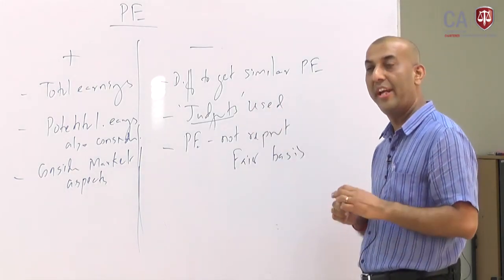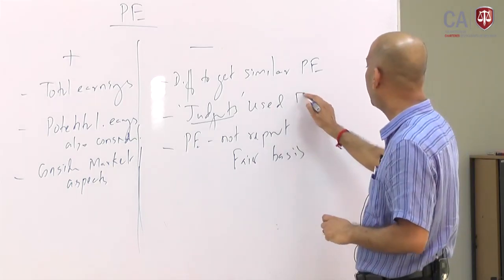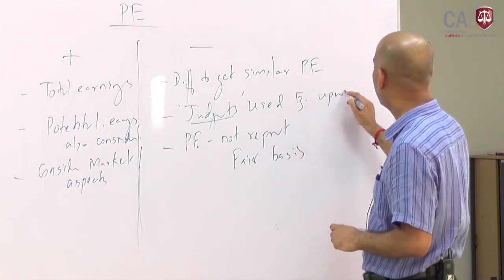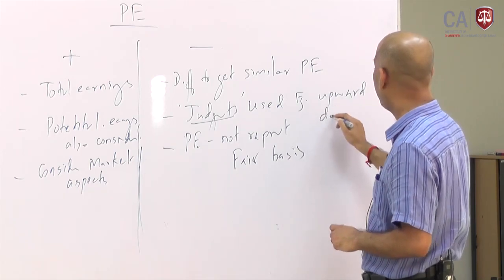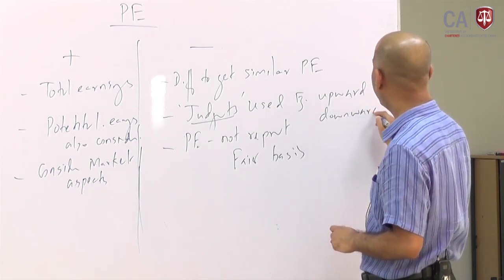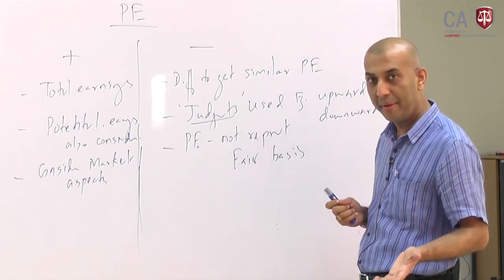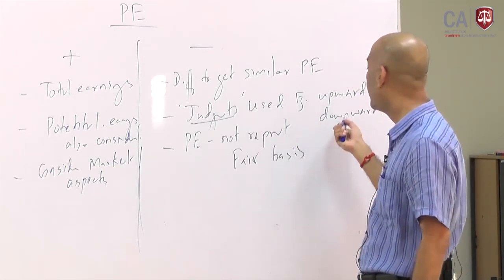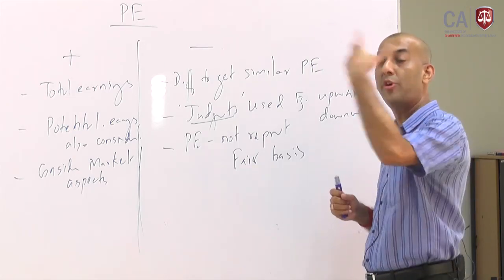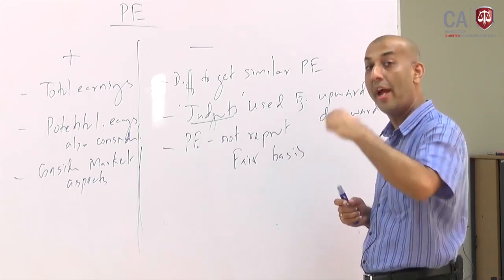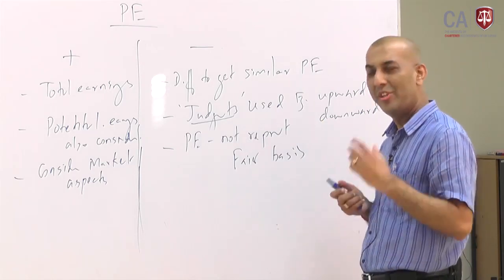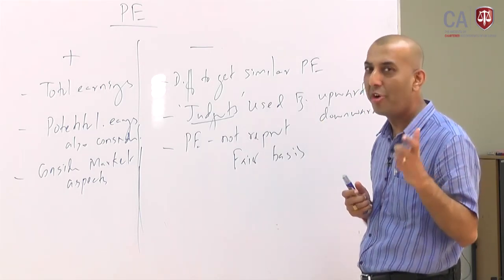Second, judgment is used for the adjustment, upward or downward. It can be both ways. Especially for unlisted company valuation, you have to do a downward adjustment. And if you are going to buy a controlling stake of a company, you may have to do an upward adjustment. So what percentage are you going to adjust?